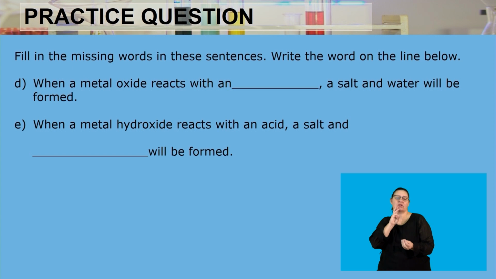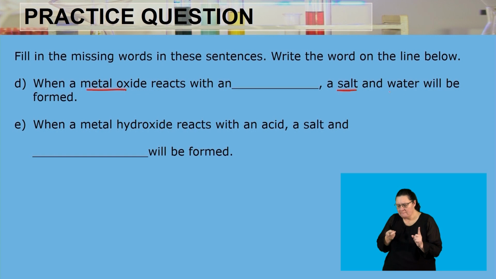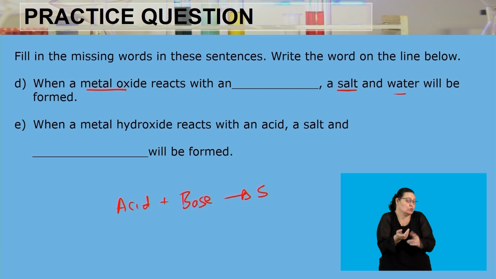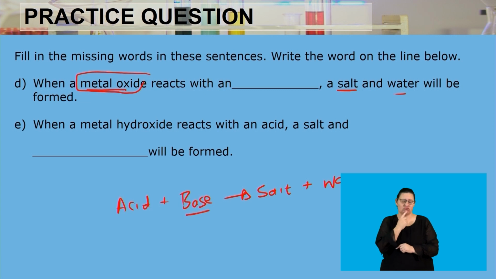Now, question D, when a metal oxide reacts with something, a salt and water will be formed. So, metal oxide is reacting with something, salt and water will be formed. We do know that a reaction between an acid plus a base is always going to produce salt plus water. So the metal oxide that they are referring to is a base. So that means when this base reacts with an acid, a salt and water will be formed, as we can see from the general acid-base reaction equation. Acid plus base reacts to form water and salt.